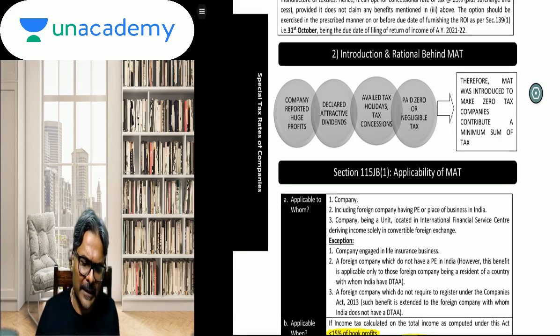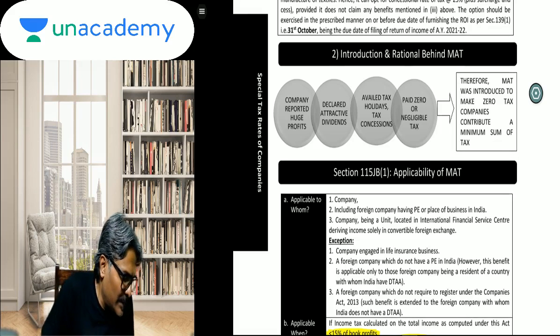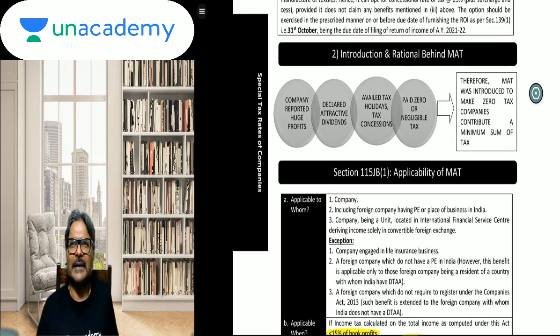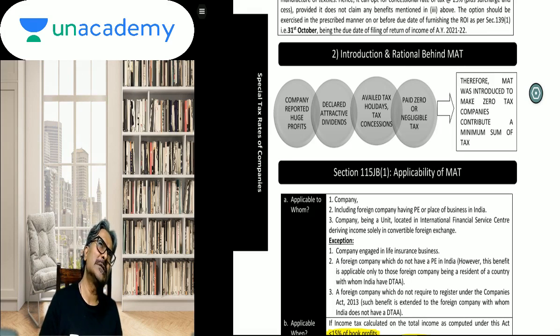Let's come towards the MAT part. Students, the MAT as a concept, all of you are aware of exactly what the basic philosophy of the MAT was. In fact, students, in the AMT also, on similar lines, the philosophy was there. The underlying difference happens to be that the AMT is for a non-corporate, whereas the MAT is for a company. So that happened to be the fundamental difference between the two.